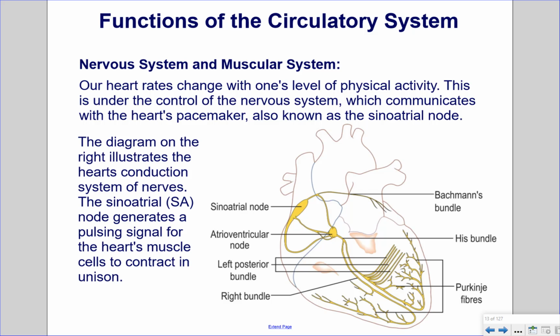That's kind of how the heart works. All the cells in the heart must contract at the same time for the heart to be an effective organ to pump blood through the circulatory system.